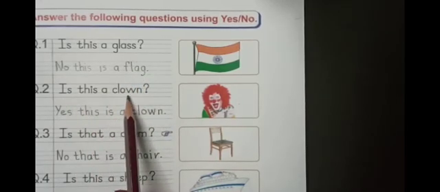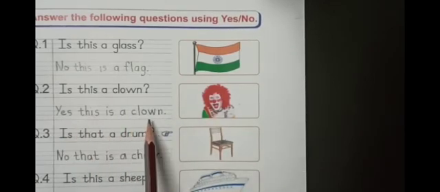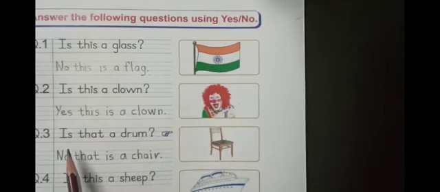Okay, children. So now let us read through all the questions and answers once again. Is this a glass? No, this is a flag. Is this a clown? Yes, this is a clown. Is that a drum? No, that is a chair.